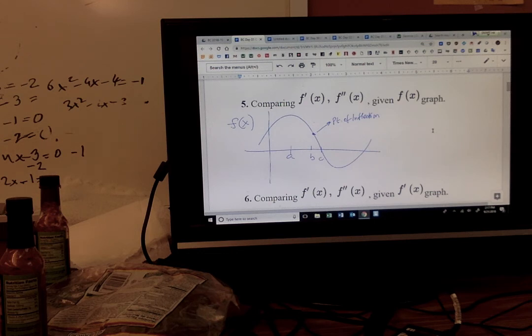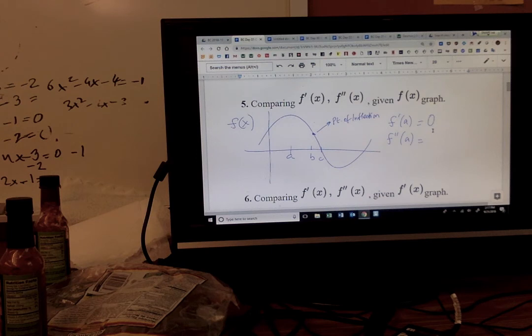Alright? So the question says compare f dash at A and f double dash at A. Relax, it's stupidly simple. You just have to have understood your notes. Now keep in mind this is the original graph. Okay, you can answer as a chorus. What's f dash? What's the slope at A going to be? 0.